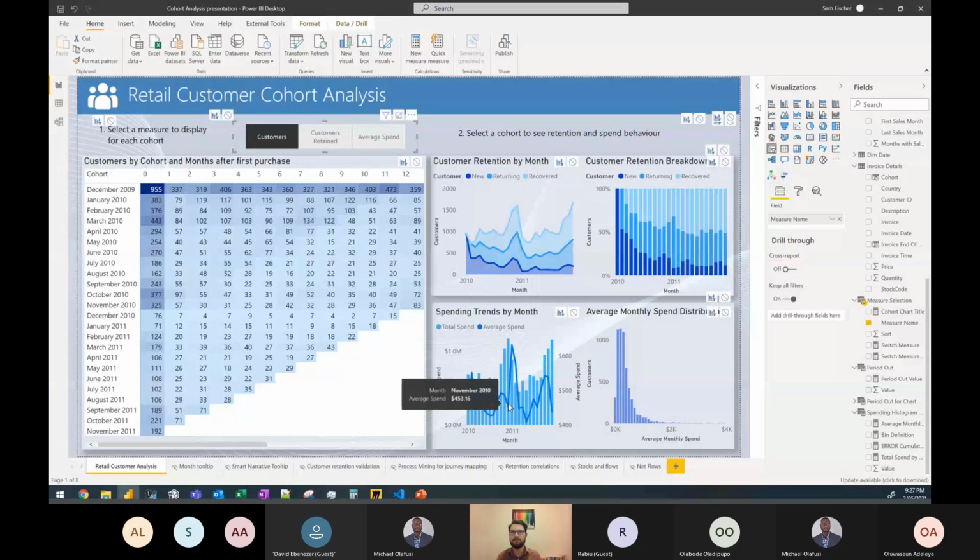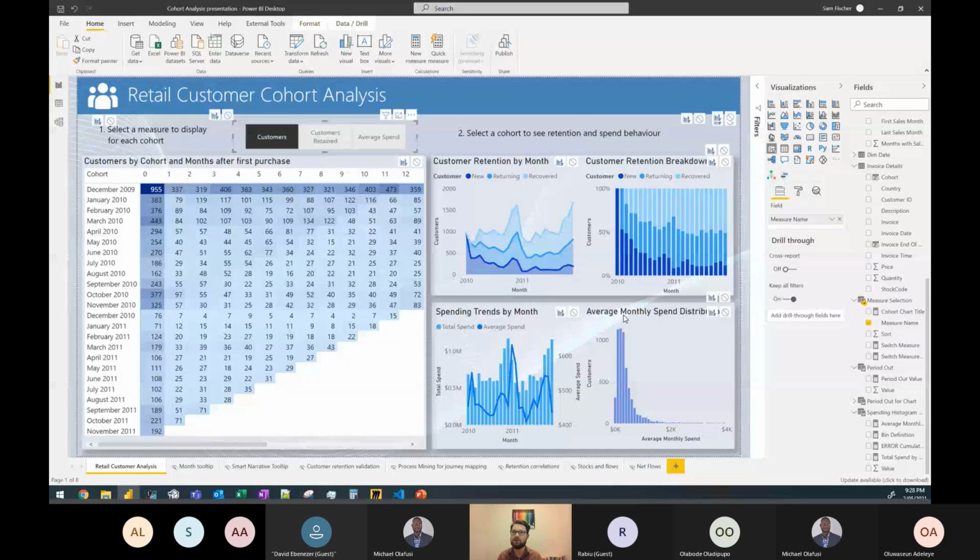If you compare that to the following month, there was an overall lower total spend, but then the average spend went up by about $200. So that could be worth exploring as to what's going on there. Maybe we've got some bigger customers that are coming back in that particular month, for example. And then we've also got this average monthly spend distribution visual. This is essentially a histogram, which shows how many customers are buying in certain volumes in their average monthly spend.